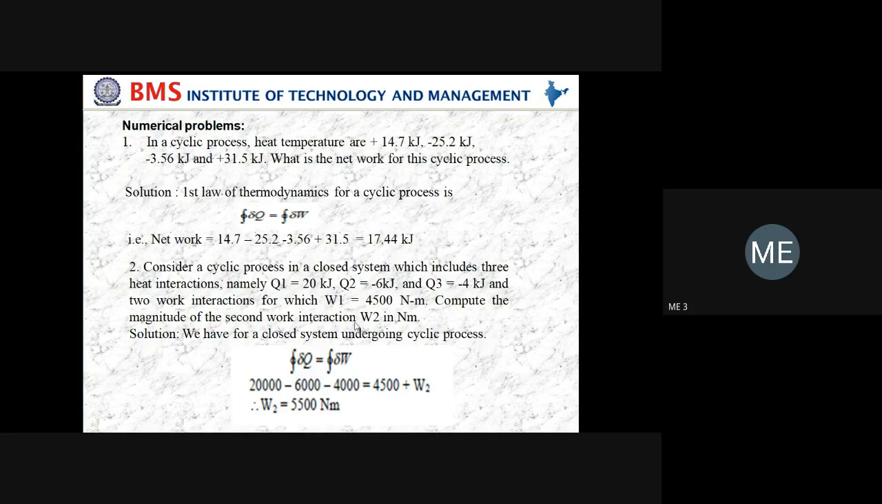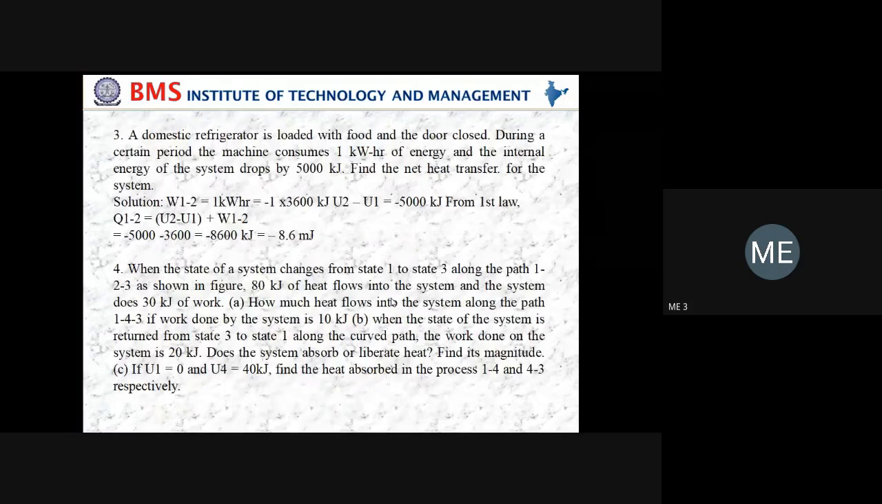Because they asked you to express the magnitude in terms of Newton meter. So W2 is 5,500 Newton meter, or 5,500 joules, or 5.5 kilojoules. Once again, the magnitude is positive. The positive sign indicates that the work is done by the system. So this is the second problem. Third problem you see, okay.